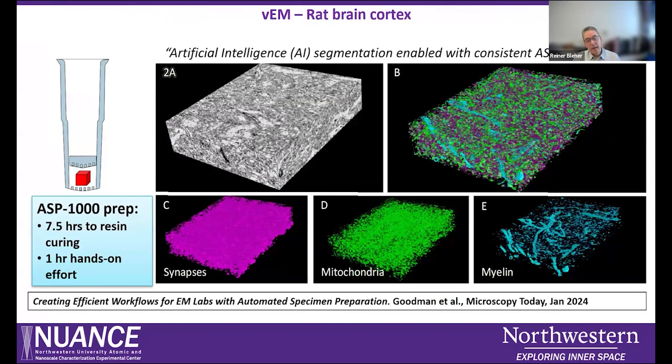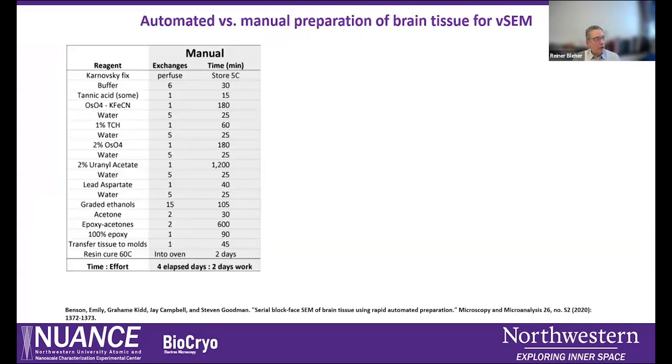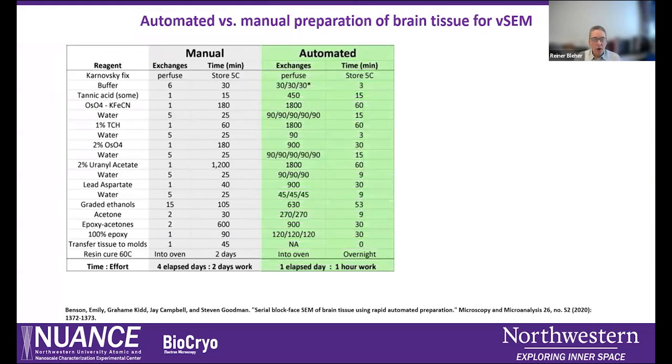And here again, we can see that the whole block is well preserved after automated processing, and we can easily reconstruct synapses, mitochondria, and myelin sheath in a given sample. And as I said, the whole block shows very good penetration of all agents. So here we see a comparison between 2 protocols, the manual protocol, and on the right in green, the automated protocol. And we can again see that the automated protocol is way more effective.